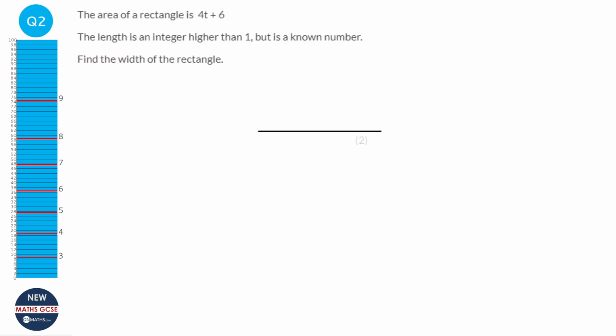So for this question, what we need to do is factorise 4t plus 6. Now factorise means put it into brackets. If I try, I can put a 1 on the outside here. So 1 times 4t plus 6 is 4t plus 6, but the question clearly states that it is higher than 1. So we need to find another number that's higher than 1 to factorise this with. If we look at 4t and 6, they're both in the 2 times table. So I can put a 2 on the outside here. 2 times 2t is 4t, and 2 times 3 is 6.